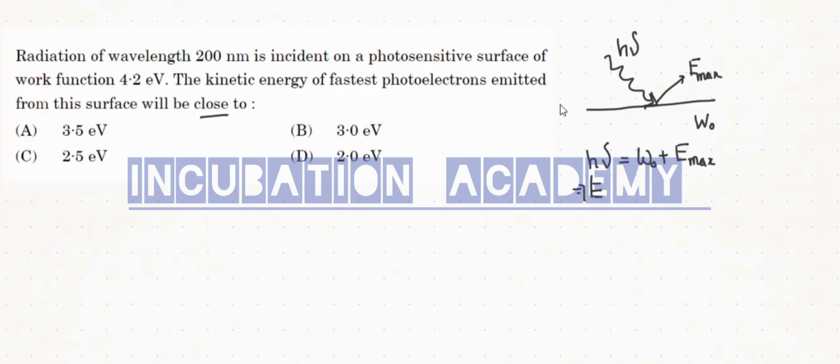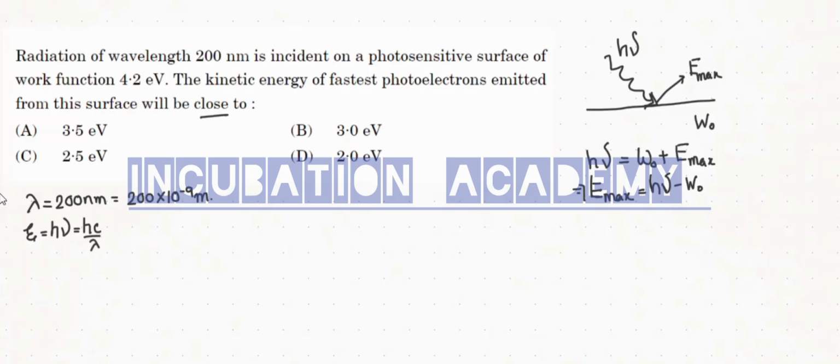So E max equals h nu, the energy of the photon, minus the work function. Here the radiation's wavelength is given: lambda equals 200 nanometer, that is 200 multiplied by 10 to the power minus 9 meter. To find the energy of the photon, E equals h nu, and nu equals c by lambda, so it is hc divided by lambda.